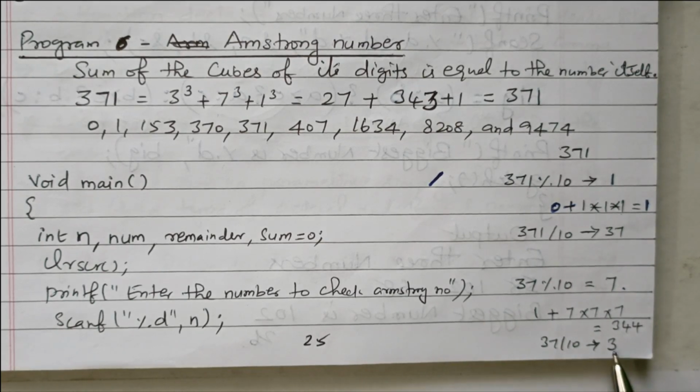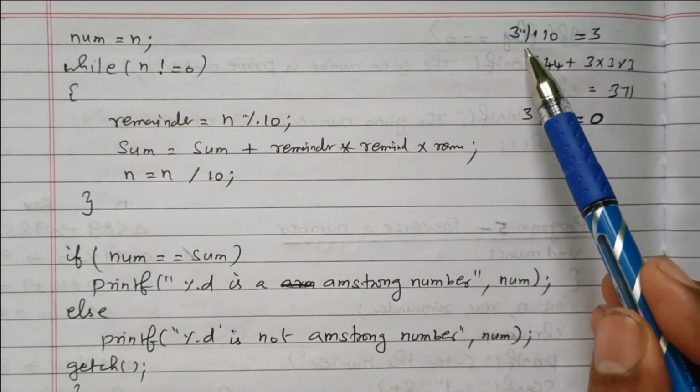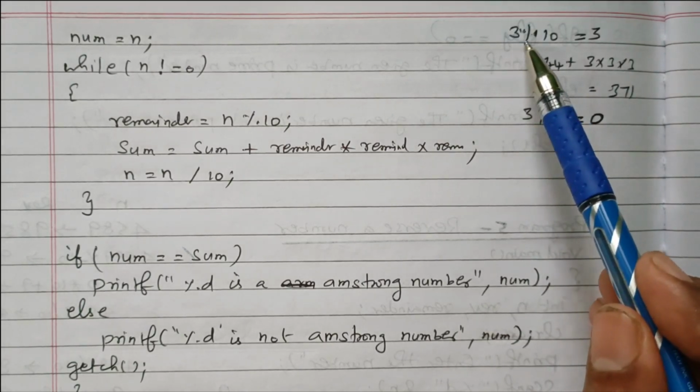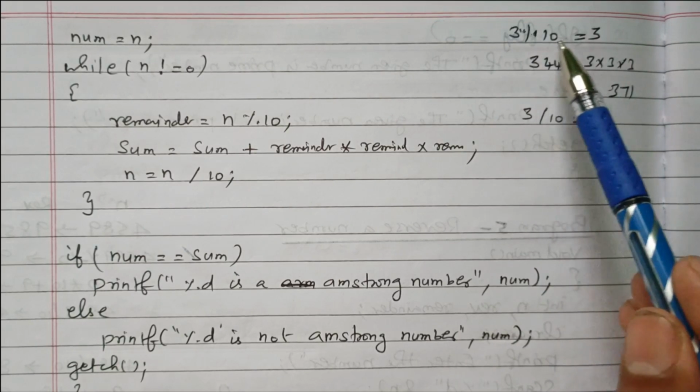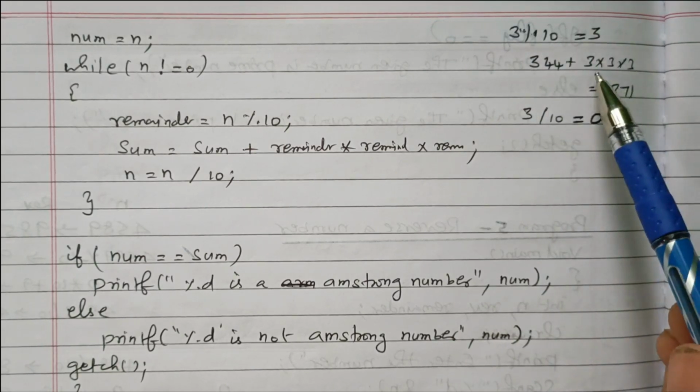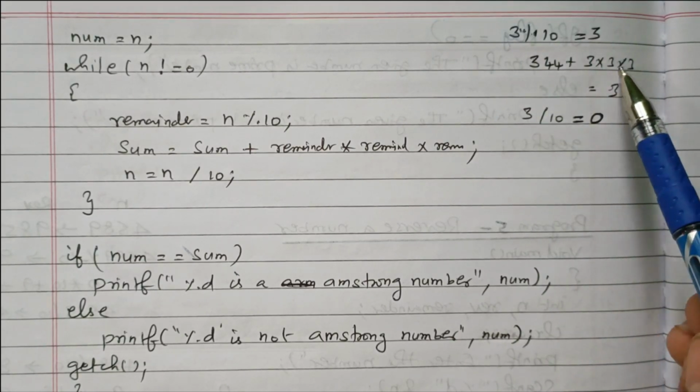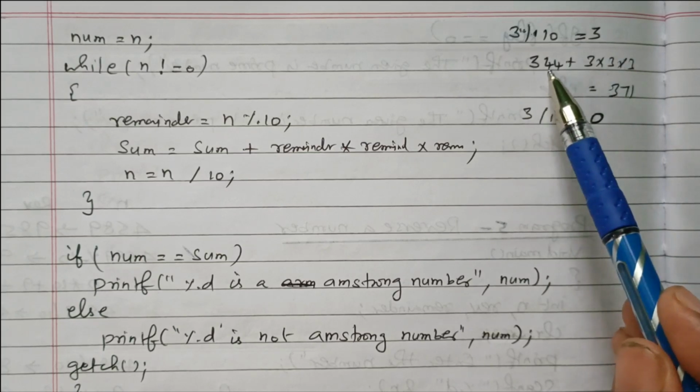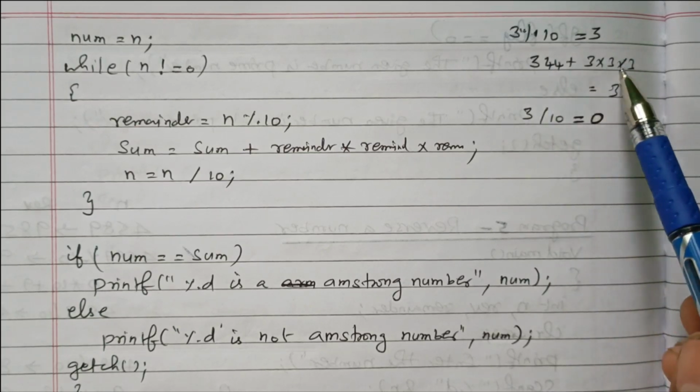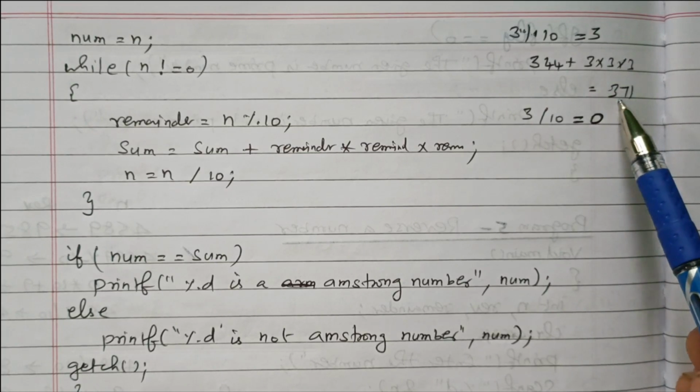Now we got this value 3. Now we have to repeat the same process. 3 modulo 10 gives the remainder 3, since 10 does not go into 3 at all. We have to cube this value: 3 into 3 into 3. The already available value 344 is there, and with that this 3 cube is added. So we got 371. This is our required answer.